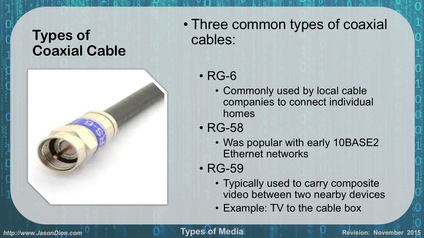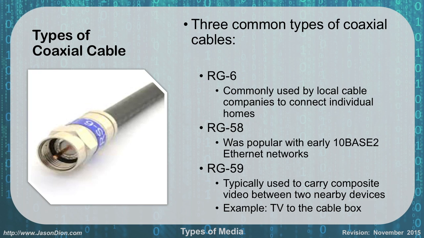Notice it's RG for coaxial cables. For our Ethernet and our phone jacks, we use RJ, you'll see later. RG6 is commonly used by your local cable companies to connect your home. It's a much thicker cable with much more shielding. RG58 is what we used in our old 10Base2 Ethernet networks. So again, it was a little thinner, easier to work with, and was used for internal wiring.